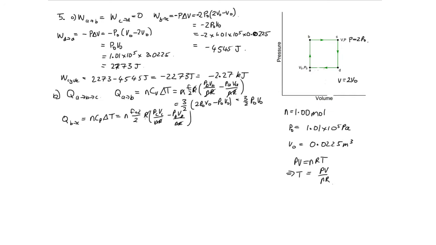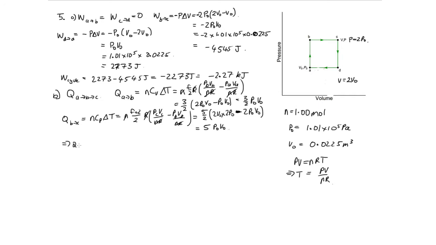Once again, our nRs nicely cancel, and so we have 5 over 2 in this case because f is 3, times PC VC, so that's 2V naught times 2P naught minus, now the pressure at B, that's 2P naught, but the volume at B is V naught. Okay, so we've got 4 V naught P naught minus 2 P naught V naught. So that will end up as 2 P naught V naught inside the brackets. And so this will be 5 P naught V naught.